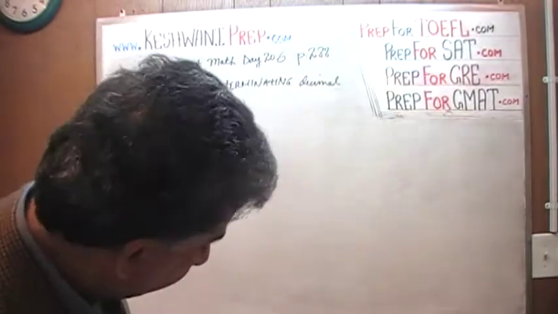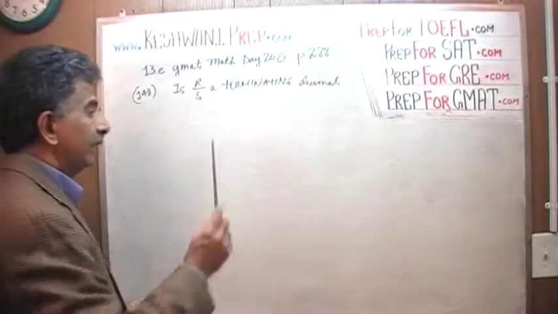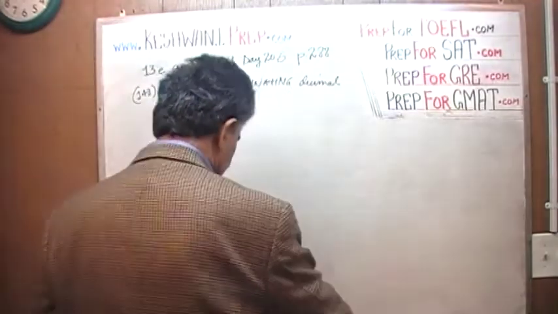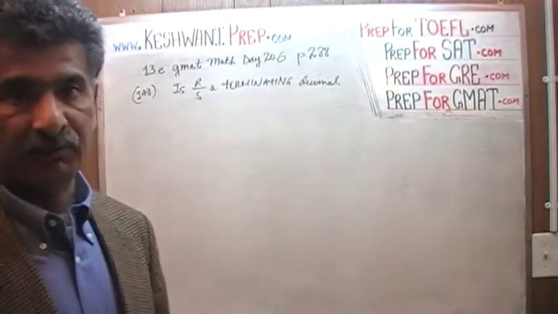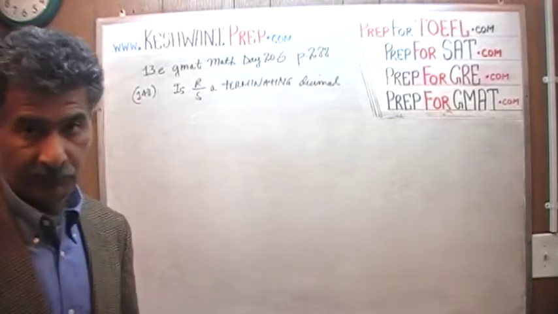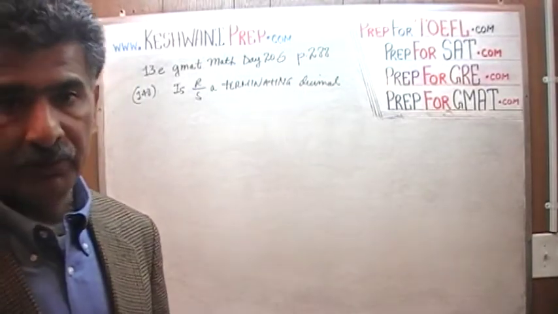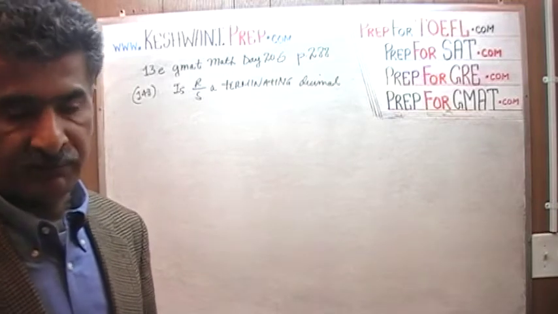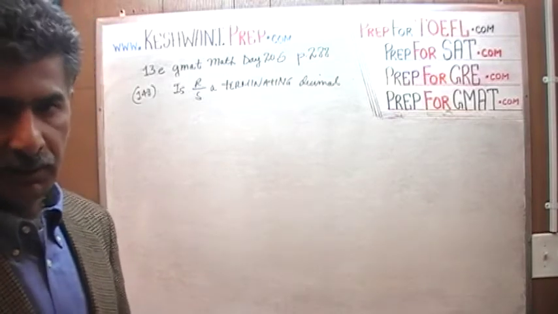The question is: is R over S a terminating decimal? But before we actually solve the problem, let's understand what a terminating decimal is. A terminating decimal is exactly what it says. It ends at some point. It has a definite end. However long it takes, it doesn't matter, but somewhere it will end. It will not keep on going forever.